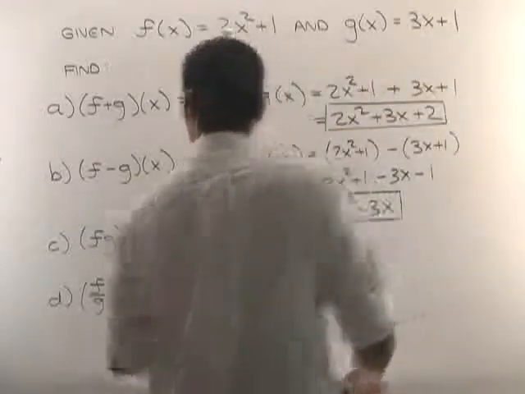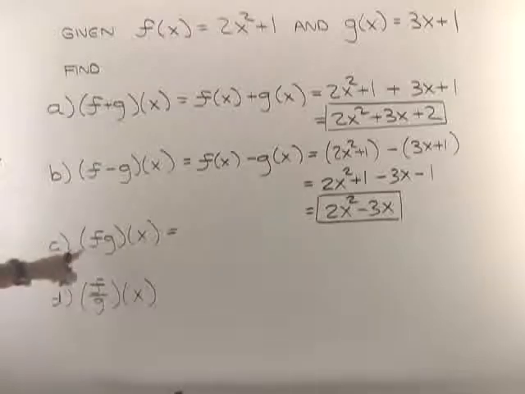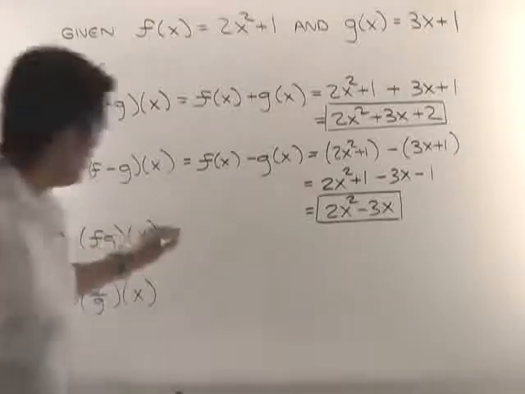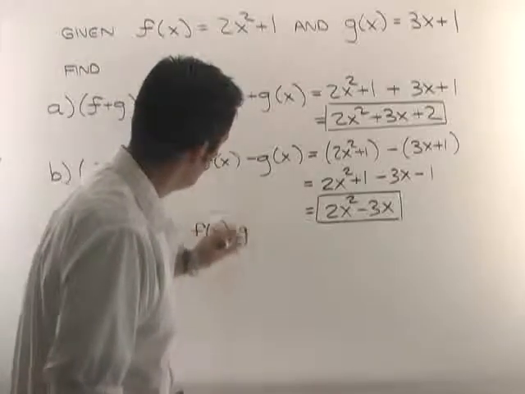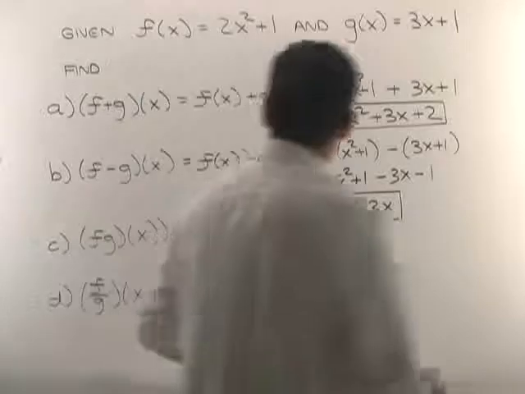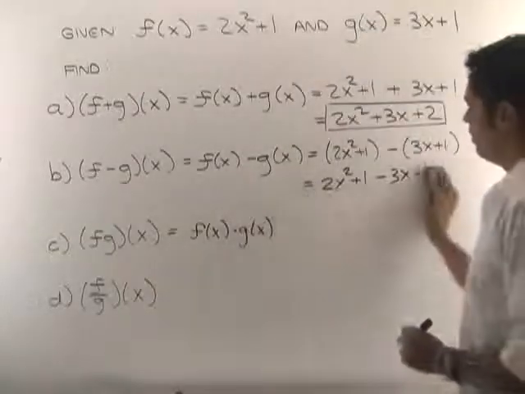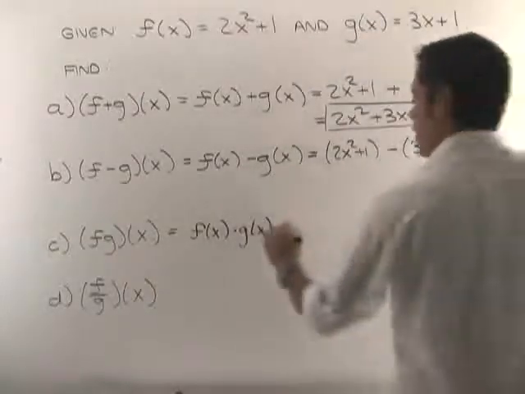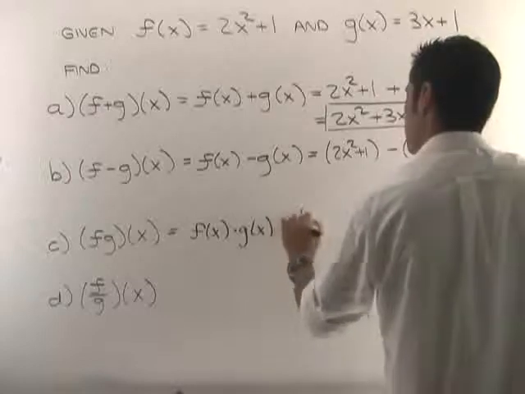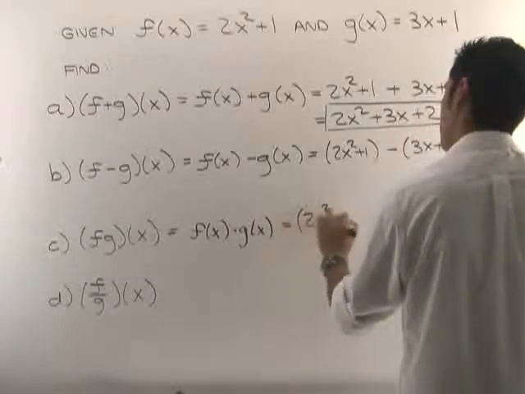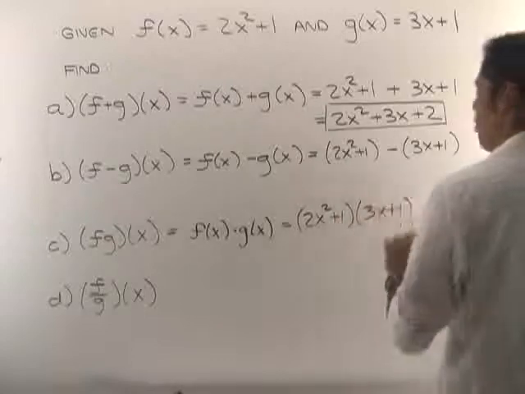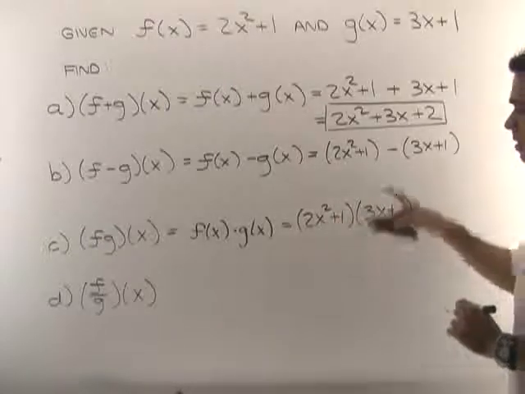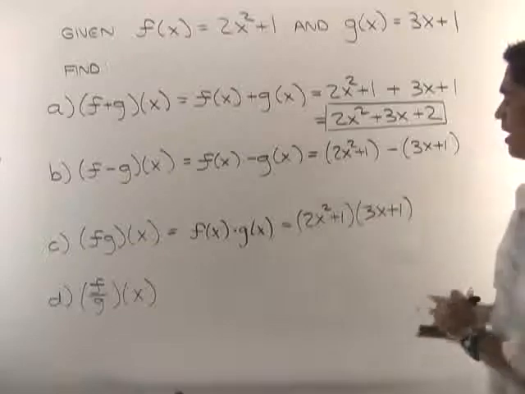Okay, for the next problem, what we're going to do is find the product. So it's f times g of x. Now by definition, this means f of x times g of x. And I'll erase this here so we can get our work going. This means we're going to take f of x, which is 2x squared plus 1. We're going to multiply that times 3x plus 1. Notice my use of parentheses here because we're going to have to FOIL or expand this out.